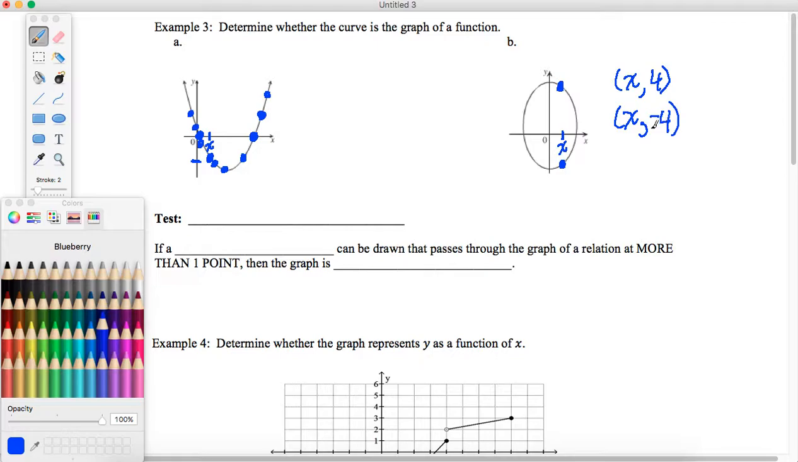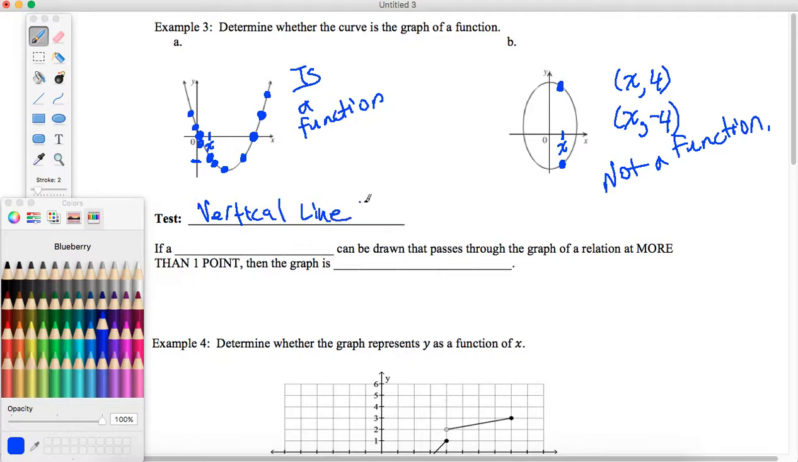All right, so this is a function, and this is not a function. There is a test that allows us to kind of easily do this, and it's called the vertical line test. When you're looking at a graph and you want to determine if y is a function of x, then what we can do is we can draw a vertical line.